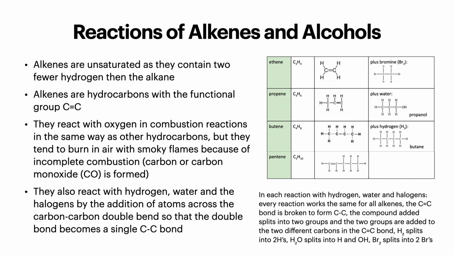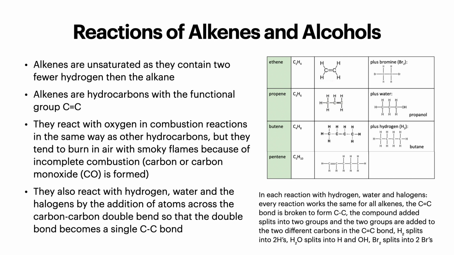They also react with hydrogen, water, and the halogens by the addition of atoms across the carbon-carbon double bond, so that the double bond becomes a single carbon-carbon bond. So you can kind of see in the table here how they react. Essentially, what they look like as alkenes and how they then look as alkanes once they've reacted with bromine, water, and hydrogen. The key here is that when looking at the bromine one in the top example, this would be the exact same for chlorine and iodine as well.